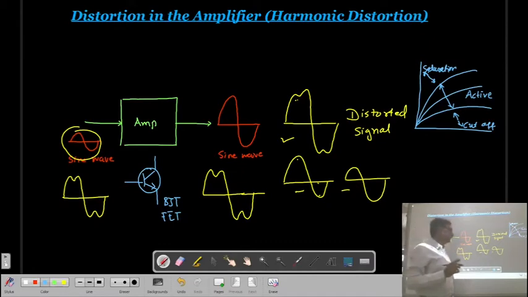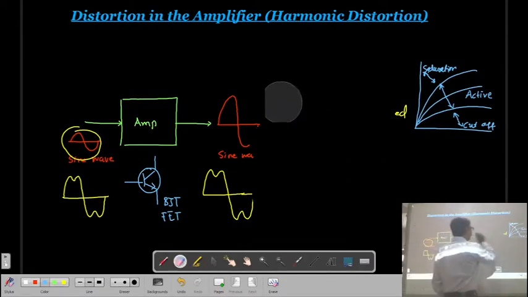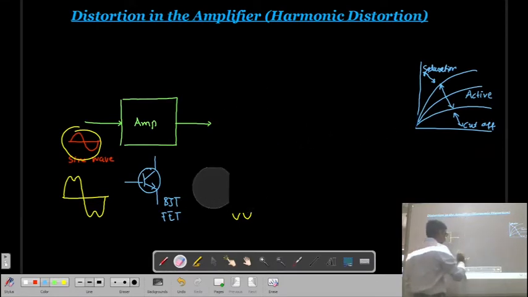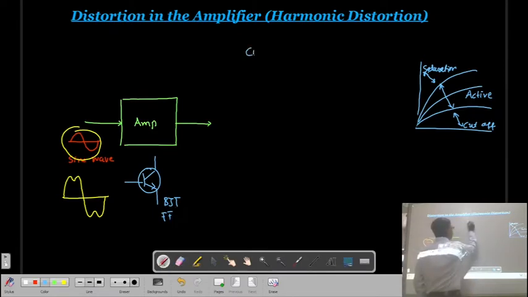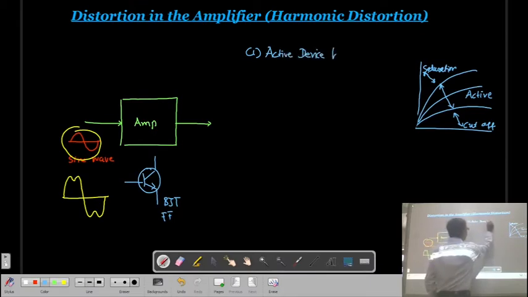So the two major reasons are that, first of all, the active device has non-linear characteristics.